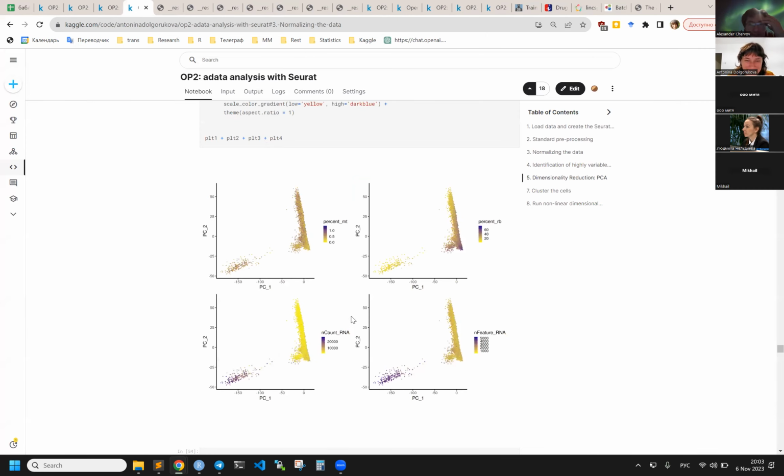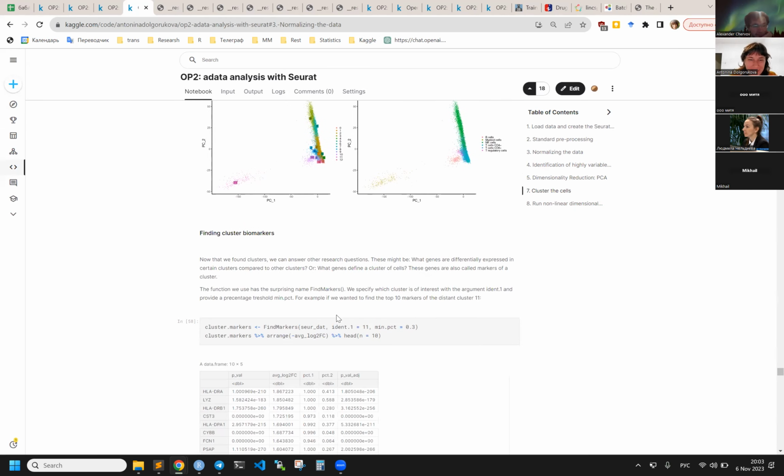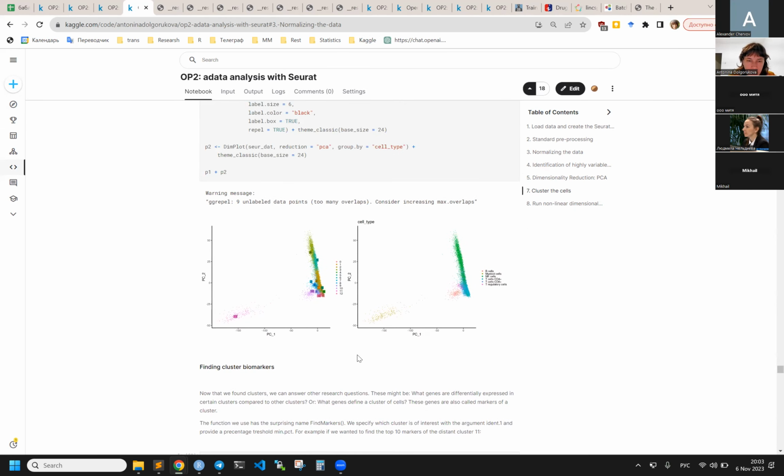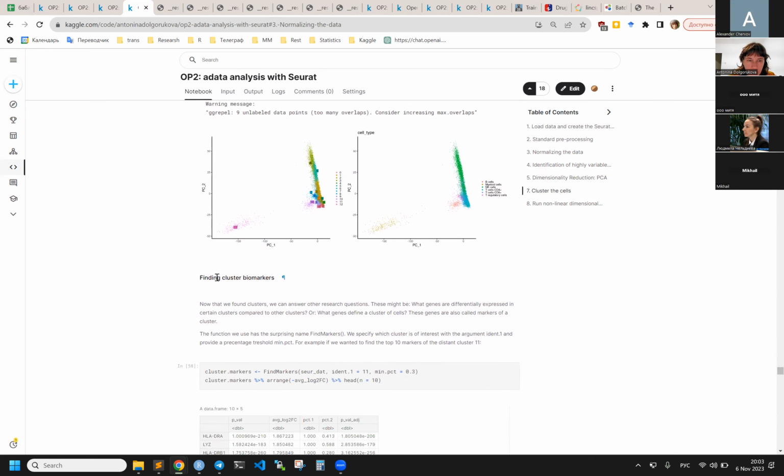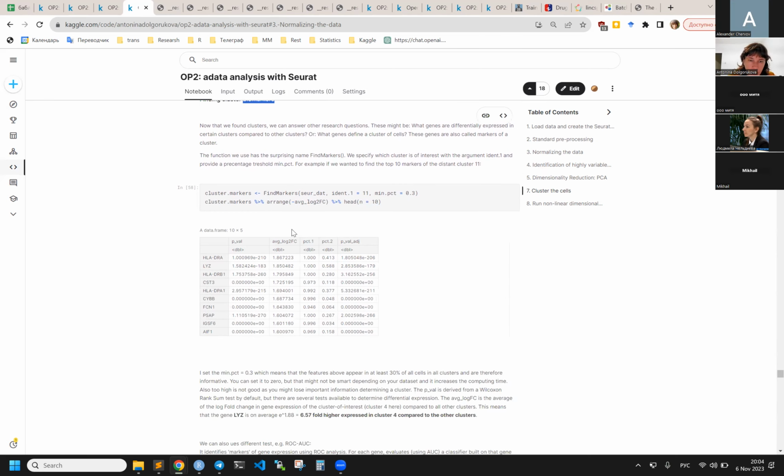Another thing we can do with Seurat is find biomarkers of each cluster, meaning that we can see what genes differentiate this cluster from all other clusters. And we can also compare two clusters, like myeloid versus B cells or myeloid versus NK cells. I still don't know how to use this in the competition, just for overall knowledge, I guess. For example, here I compare cluster 11.